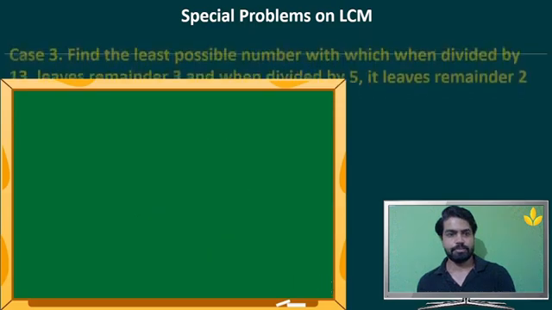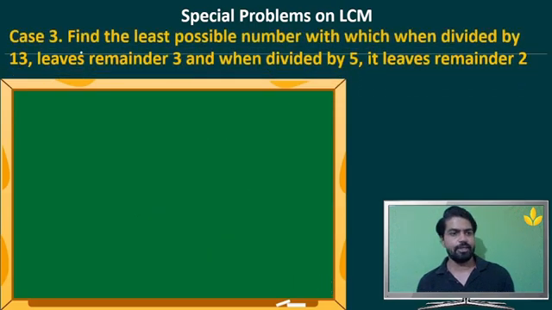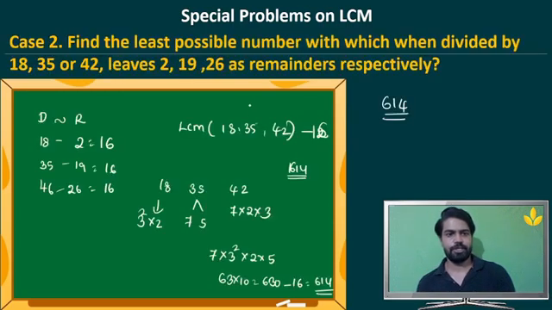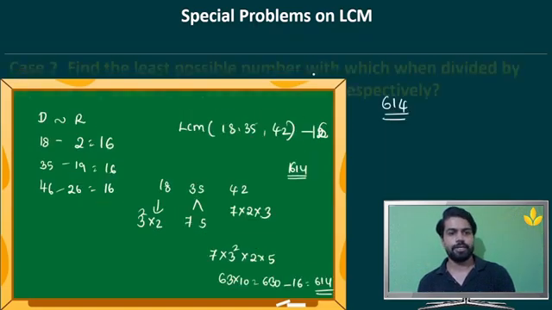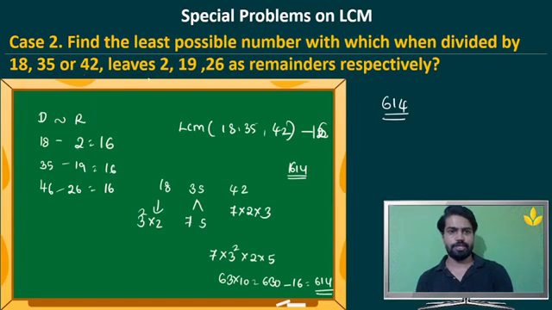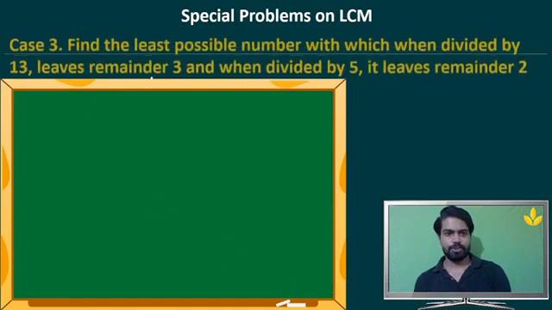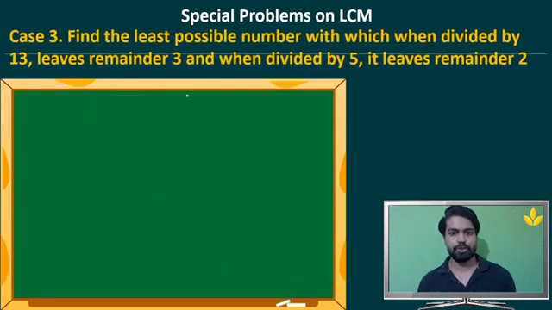Let's see the next one. This is the third case. Find the least possible number which, when divided by 13, leaves the remainder 3, and when divided by 5 leaves the remainder 2. You need to observe the first case here. In the first case, they gave the common remainder. In the second case, there was a common relationship between the divisor and the remainder. In the third case, there is no common relationship as well as no common remainder.